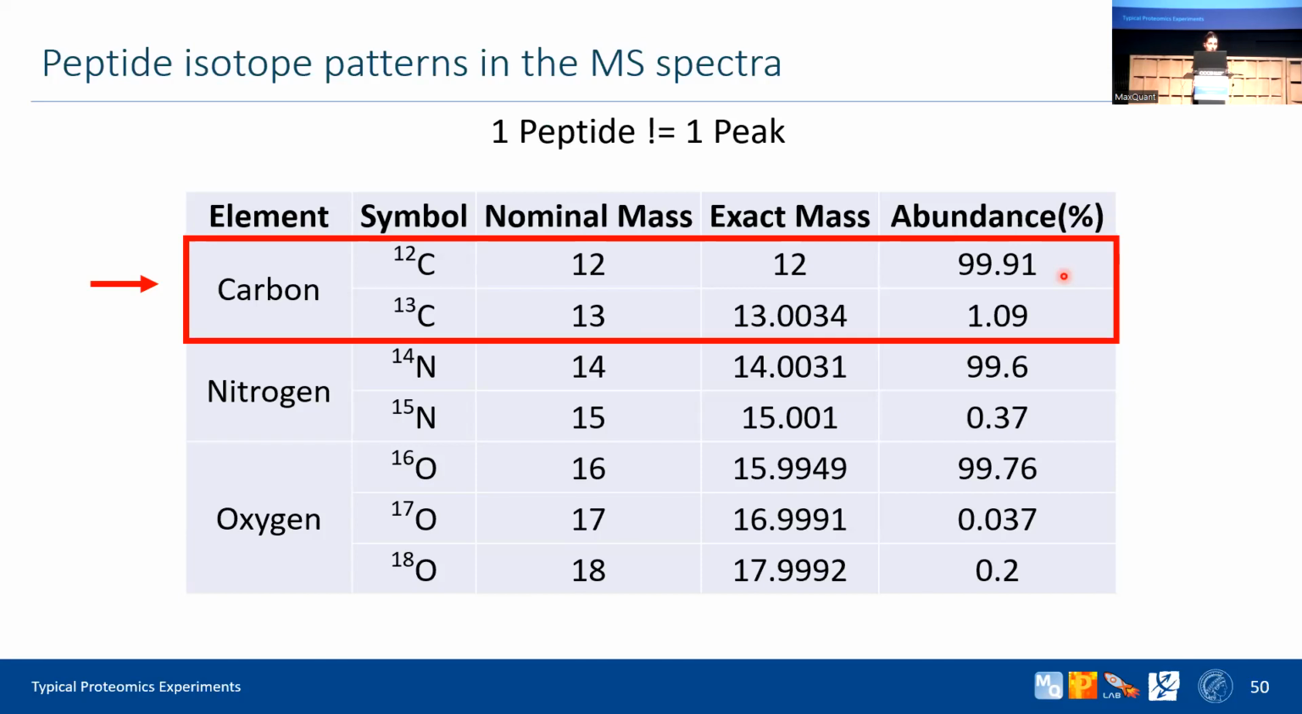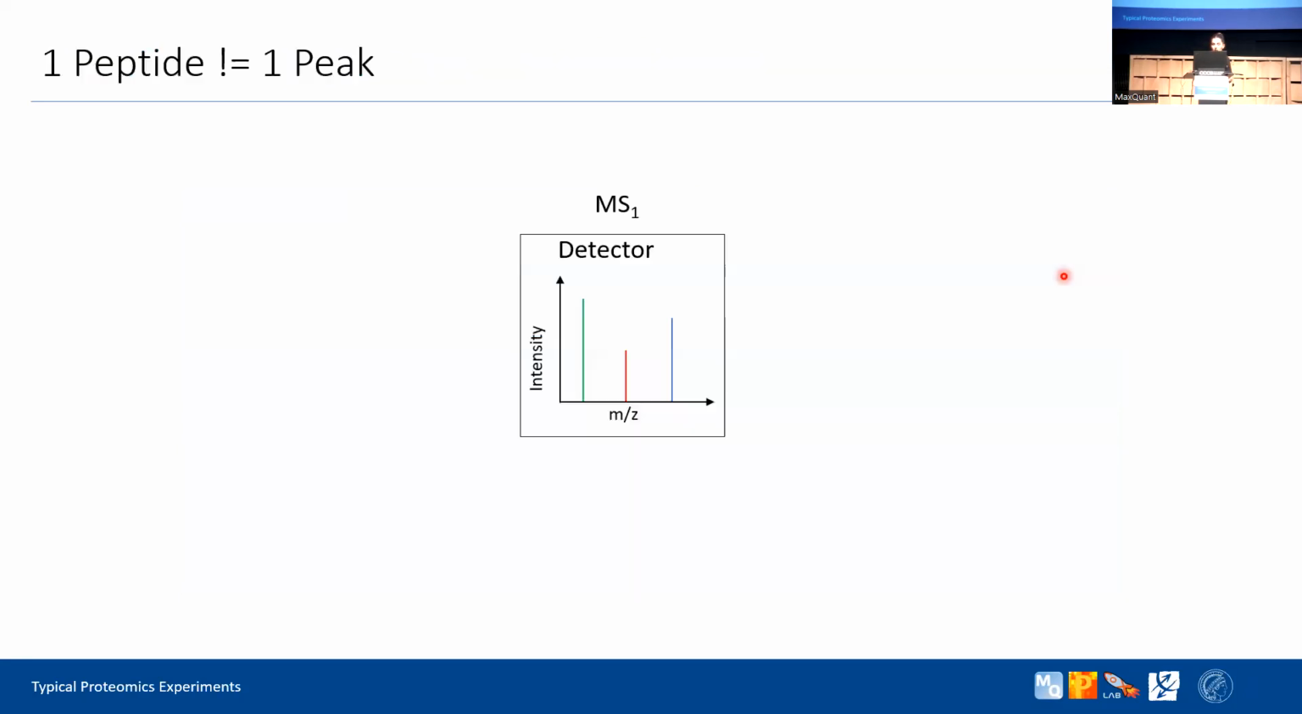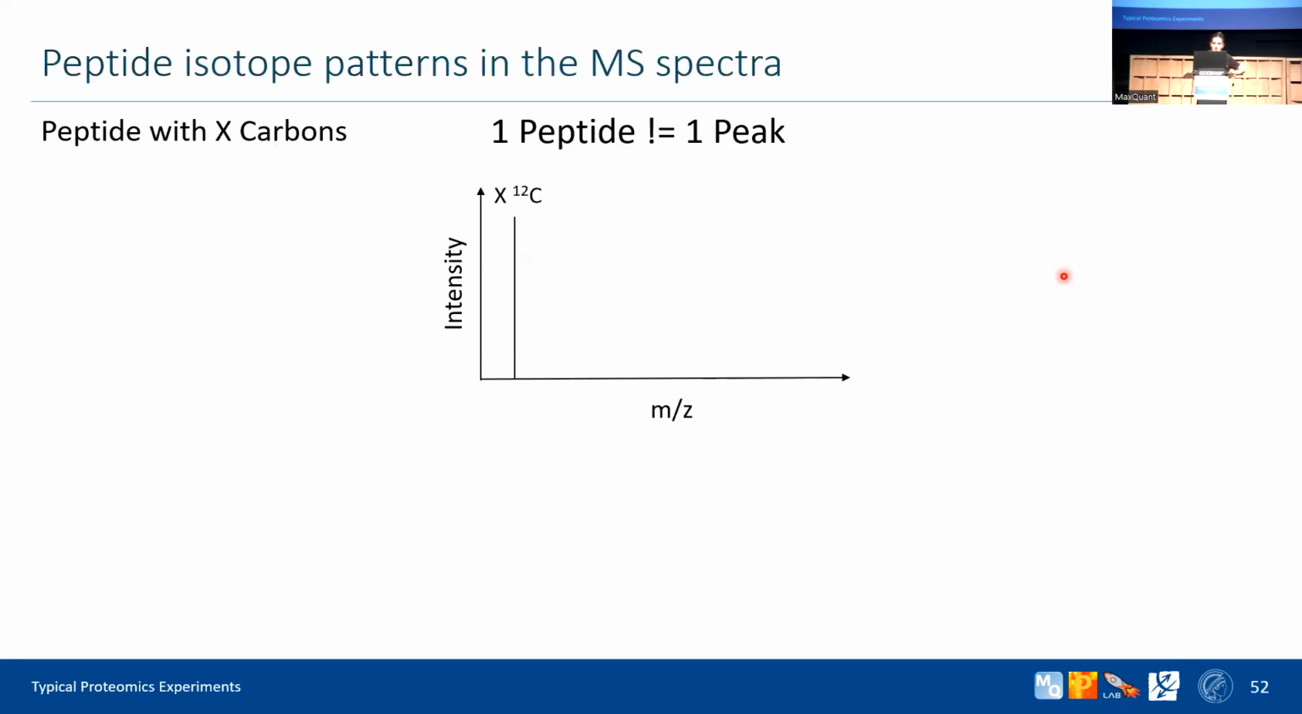So what does this mean? This means that when I have a peptide, that doesn't necessarily mean one peak in our spectrum. I lied to you when I showed you the MS1 spectrum in the examples, where I showed that for each one of the analytes I had a peak. This is not what usually happens. So let's see what actually happens.